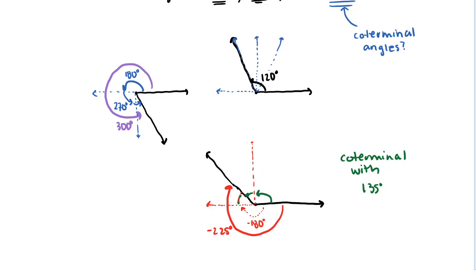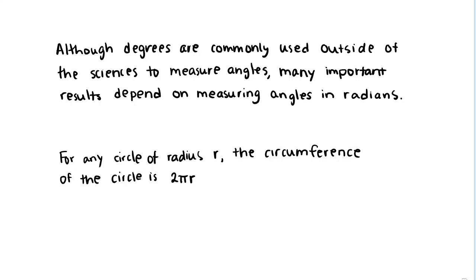Okay, so hopefully that gives you some idea of how to work with degrees, how to imagine degrees, and that it's typically a good idea to break it up into pieces that you recognize or that you're comfortable with. I want to take this to a different idea now. I want to talk about this idea of radians. Although degrees are what you're probably familiar with, and they're commonly used outside of the sciences to measure angles, many important results in mathematics depend on measuring angles in not degrees, but in what we call radians.